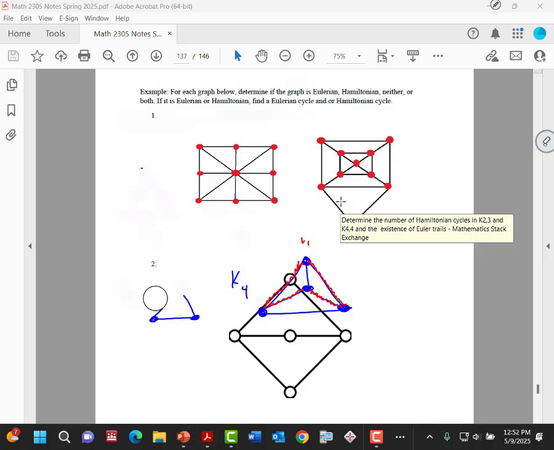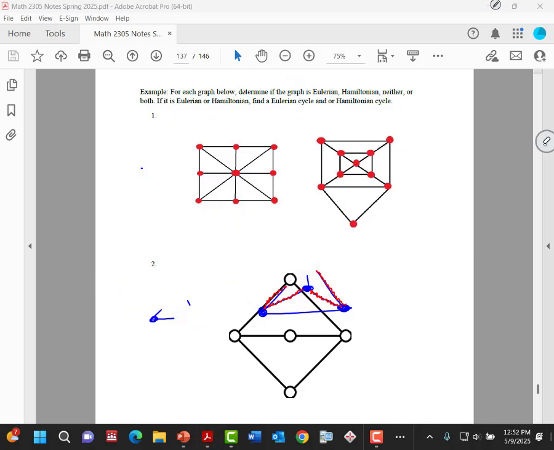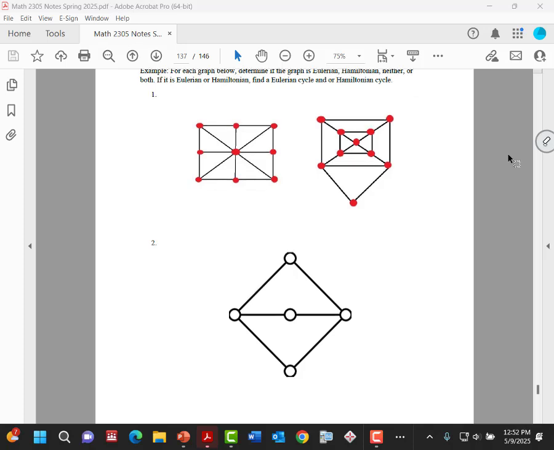For each graph below, determine if the graph is Eulerian, Hamiltonian, neither or both. Okay, this sounds interesting. Okay, and if it is, find the given cycle. So let's take a look at this one right here. I'll just call this graph A, and I'll call this one over here graph B.